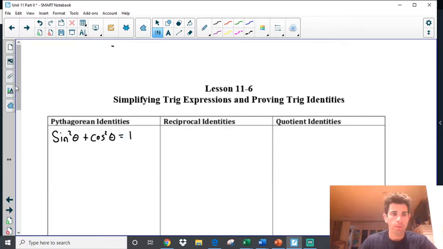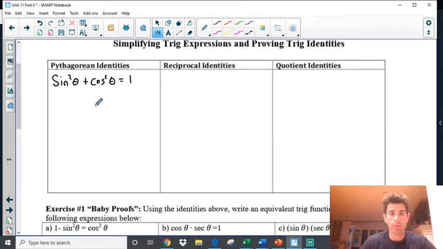Now, from here, I can do anything I want to this. For example, if I wanted to know what cosine squared theta is by itself, you would move the sine squared theta to the other side by doing minus sine squared theta. So you could rewrite this as cosine squared theta equals 1 minus sine squared theta, just from moving the sine over.